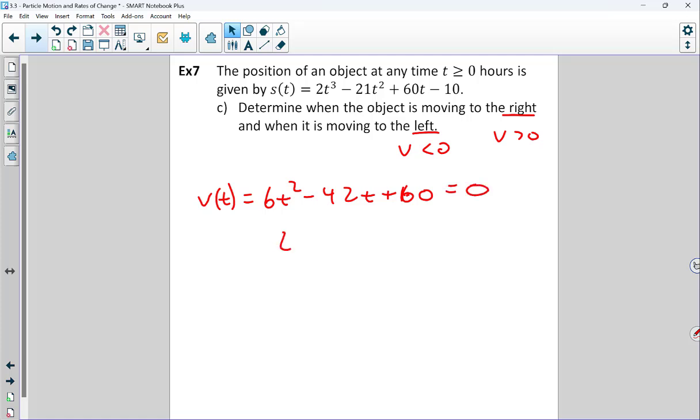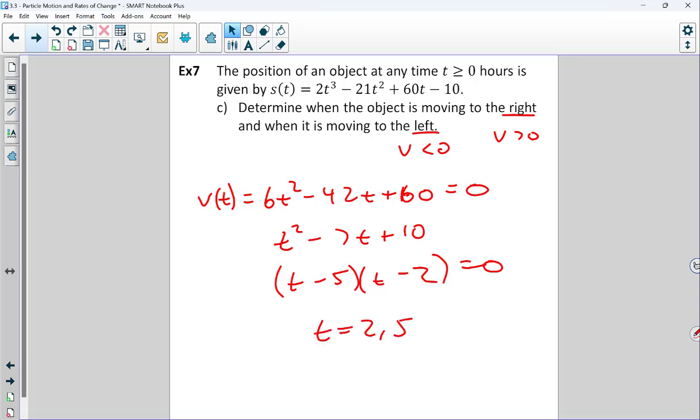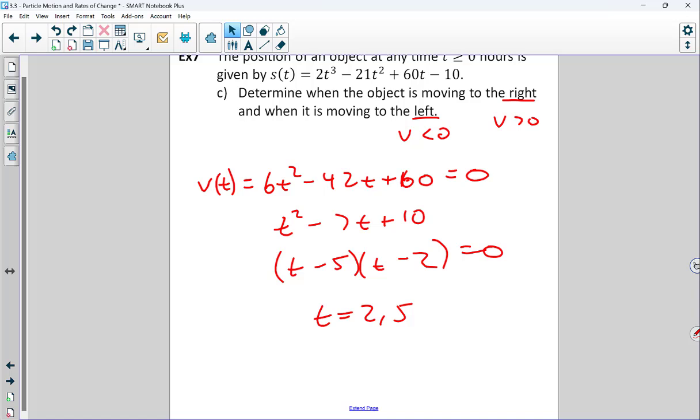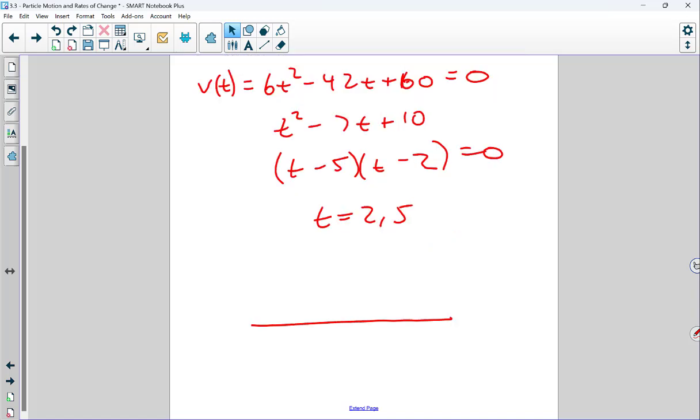So let's divide by 6. I'm going to get t squared minus 7t plus 10. And then we can factor it to get our critical numbers. So that'll be factors of 10 that add to -7. That would be -5 and -2. So t equals 2 and 5. Set up a sign chart for 2 and 5. I've got two factors, t minus 2, t minus 5.